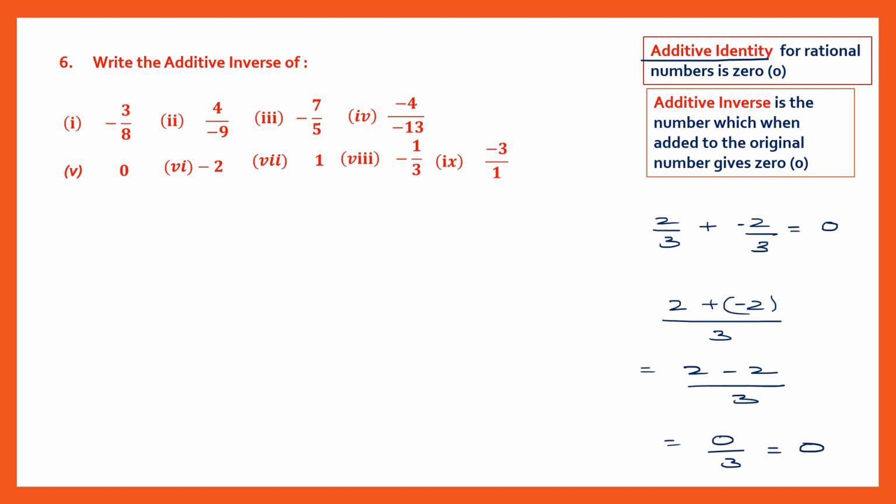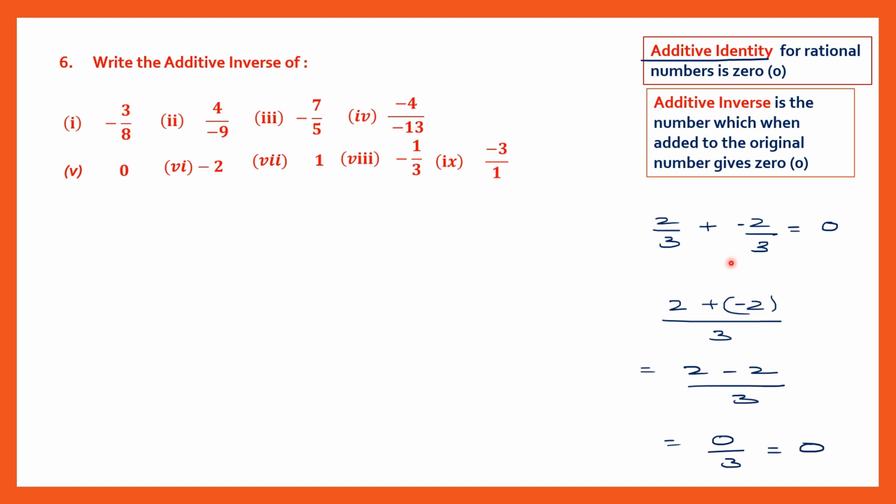So what do we see here? We see that to an original number, if you add, now this is a positive number, if you add a negative number of that, you get 0. That means if you have a negative number, if you add positive of it, then you get 0. So that is called the additive inverse.